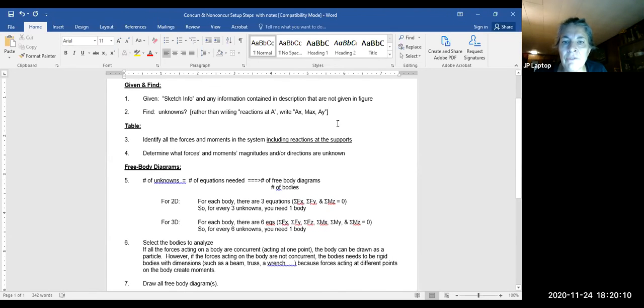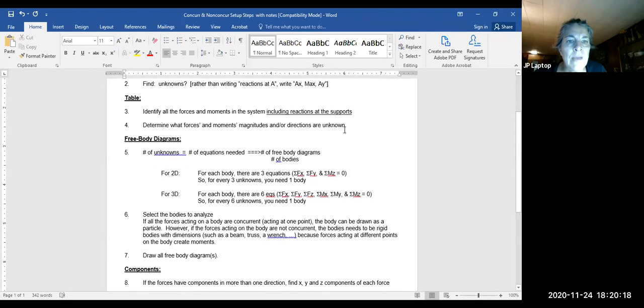Table. I didn't take any points off for that. When I was conducting interviews 1 and 2, some of it was actually kind of teaching too. So, table: identify all the forces in the system, including the reactions of the supports, and determine what forces and moments, magnitudes, and directions are unknown. Everybody's pretty comfortable with that.